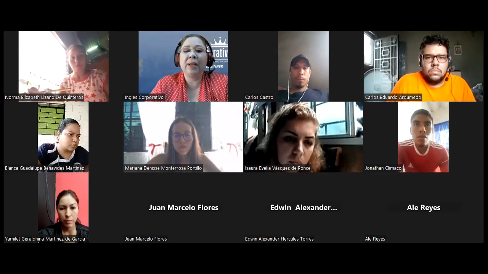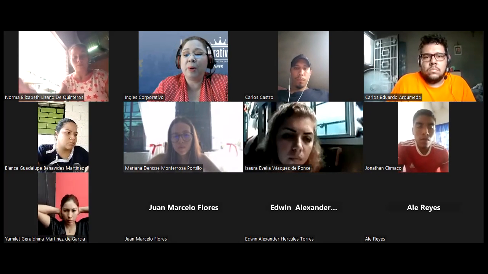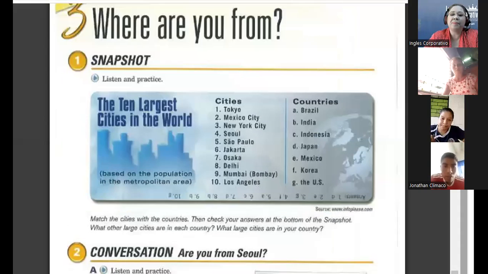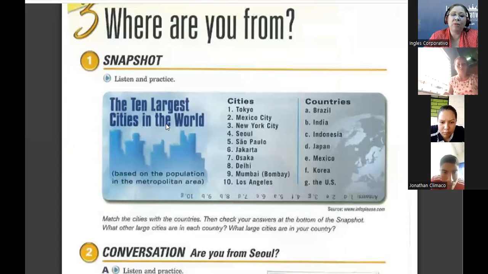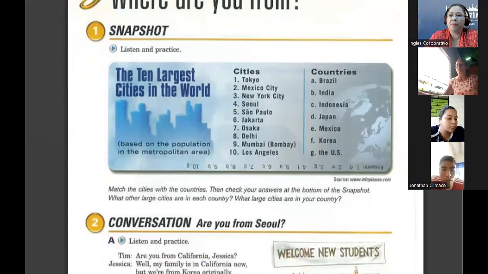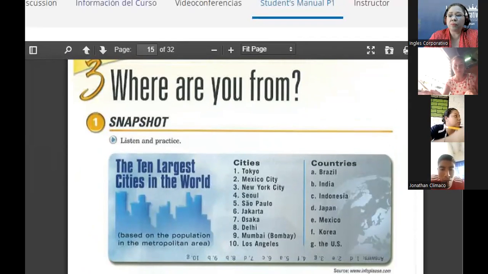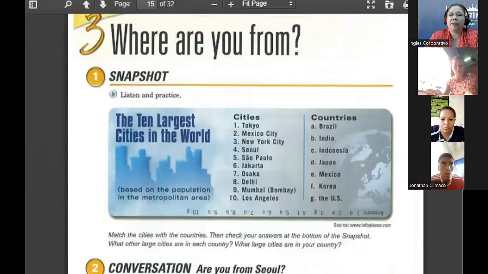Para poder armar preguntas necesitamos vocabulario, ¿verdad? Ya sabemos el orden. El verbo to be al principio, después va el sujeto y después va el lugar. Entonces vamos a decir, ¿verdad? Que tenemos que conocer los nombres de los países y los nombres de las nacionalidades o los nombres de las ciudades, ¿verdad? Porque pueden ser diferentes de un idioma a otro, ¿verdad? Veíamos con San Salvador, the pronunciation is completely different. Okay, so here we have the 10 largest cities in the world.